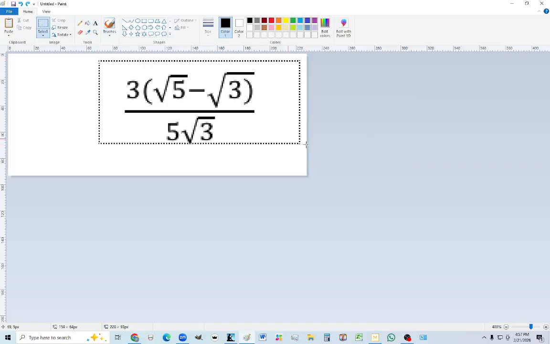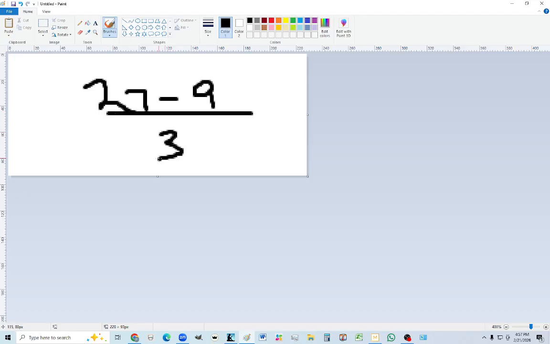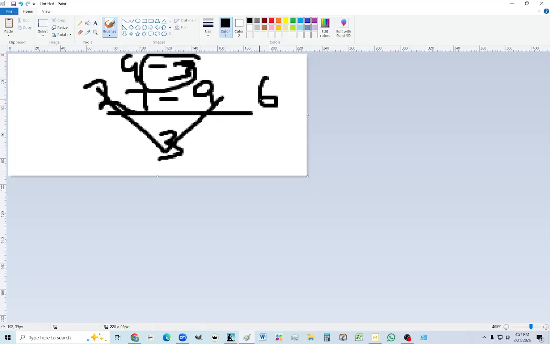For instance, I know this is annoying, 27 minus 9 over 3. I'd say, well, why didn't I just subtract the numbers? You're right, I could. You're allowed to cancel into this one and that one. That's the only time you're allowed to do the rule. So 3 goes into 27 9 times. 3 goes into 9 3 times. 9 minus 3 is 6.